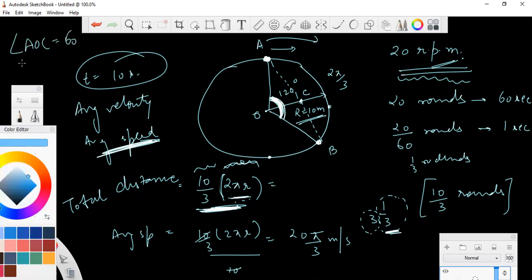Similarly, angle BOC is also 60. So in AOC, I know this length. This length is something. What? Radius. OA is radius, right? Which is 10 meters. So in triangle OAC, if I have the angle AOC and I know AO length, can I find the AC length?